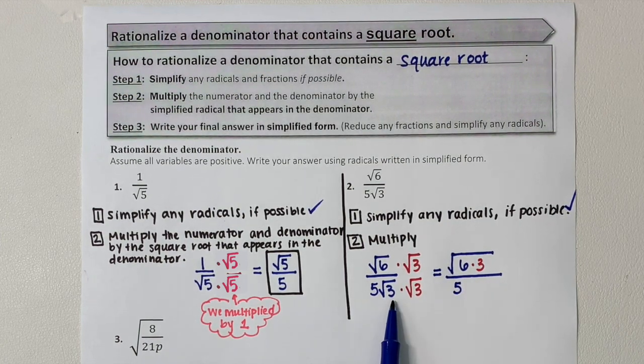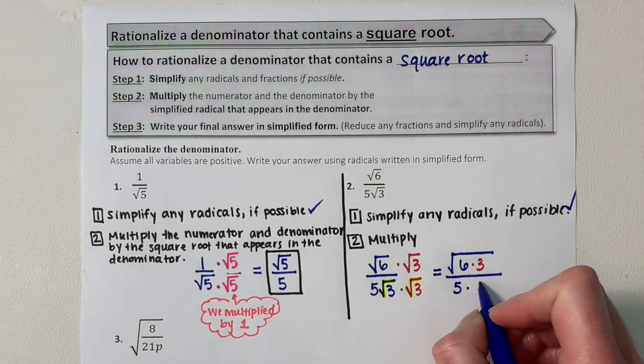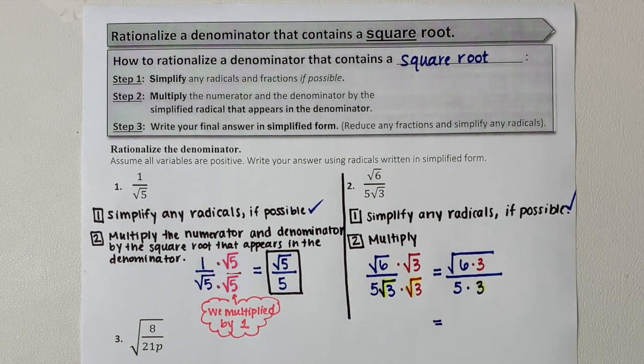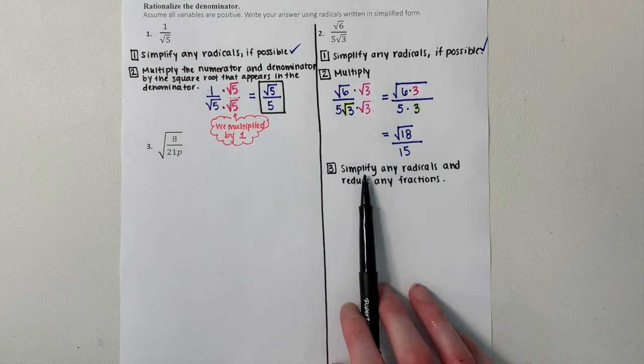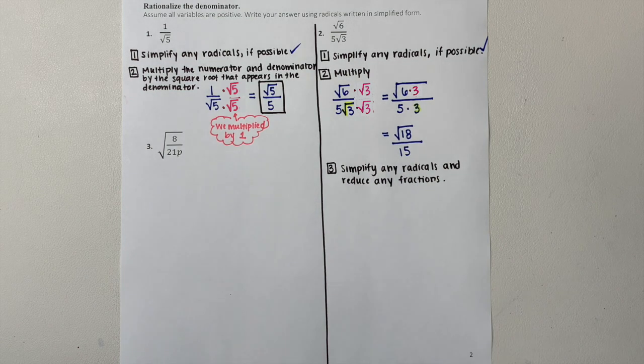Whenever you multiply two identical square roots, the answer is just the radicand. So the square root of 3 times the square root of 3 just gives us 3. And if we simplify, this will give us the square root of 18, and 5 times 3 will give us 15. Now we've completed step 2. We've gotten rid of the square root in the denominator. For our last step, we want to simplify any radicals if possible and reduce any fractions if possible.